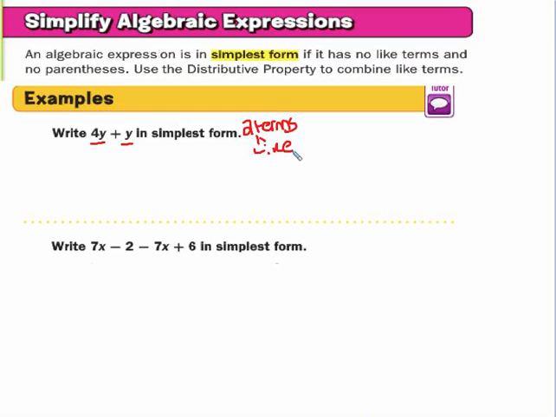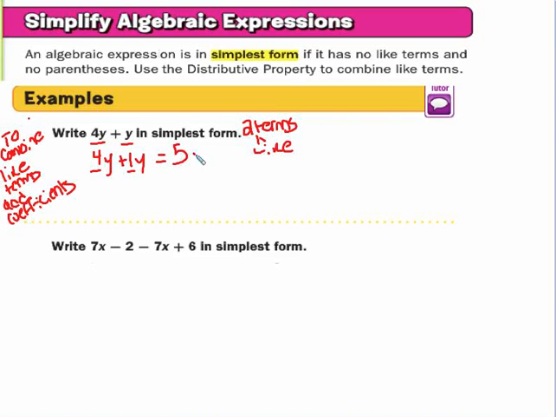So whenever you're combining like terms, to combine like terms, you add the coefficients. So I'm going to write that down as a note. To combine like terms, you add the coefficients. So in this case, since I have 4y plus 1y, I would add my 4 and my 1, and the simplest form of this would be 5y. That would be how I simplify it.